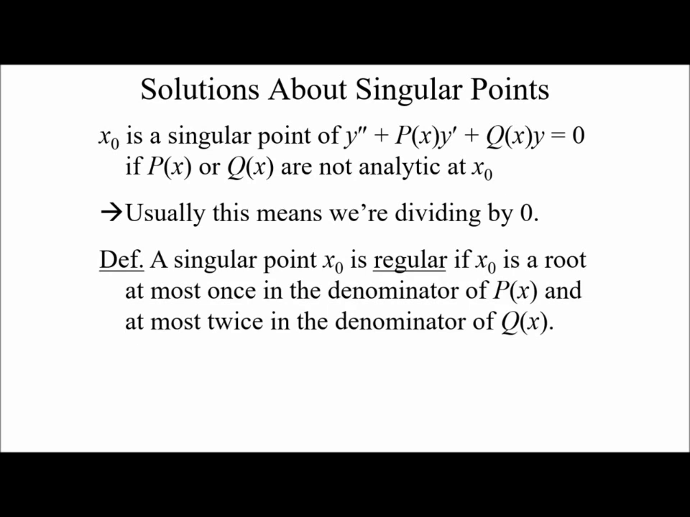A singular point x naught is called a regular singular point if x naught is a root at most once in the denominator of p and at most twice in the denominator of q. What that means is a regular singular point is a value of x that you'd plug in, and the result is dividing by zero, but only a little bit. And I realize how ridiculous that sounds. I'll show you what I mean by that.